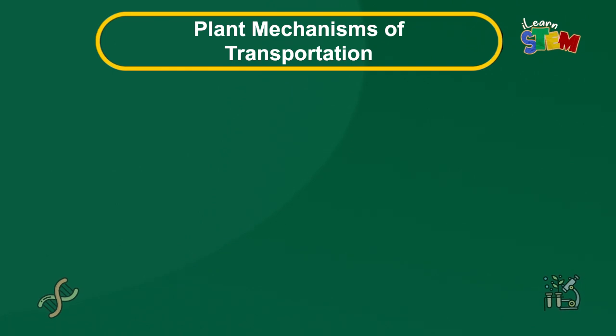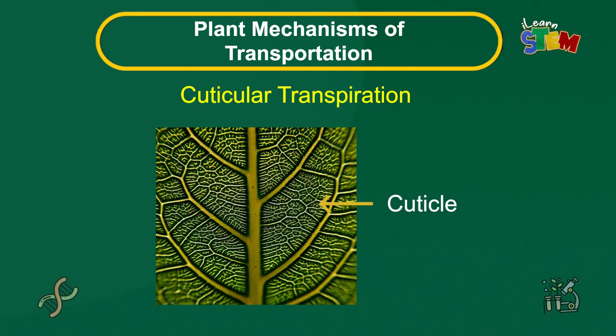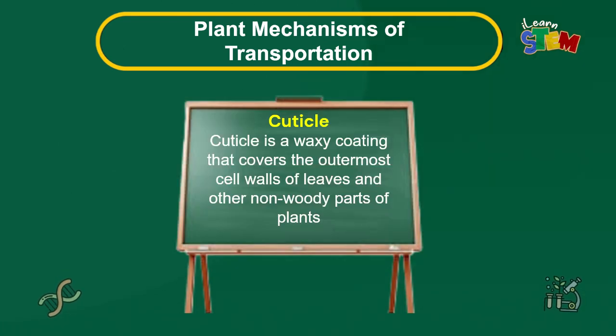Plants also lose water through the cuticle of the leaf surface in what is called cuticular transpiration. The cuticle is a waxy coating that covers the outermost cell walls of leaves and other non-woody parts of plants.